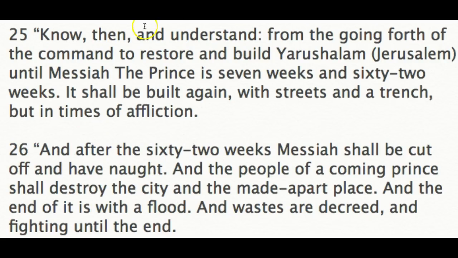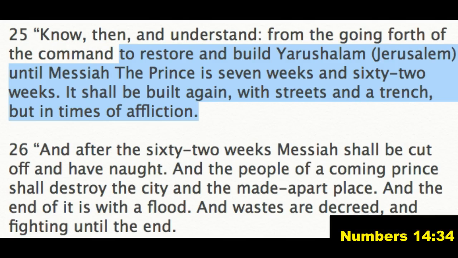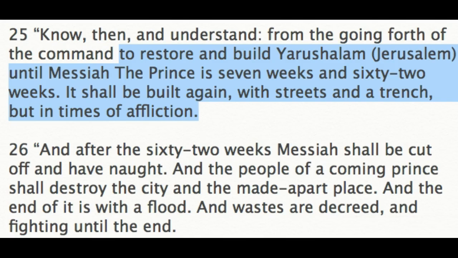Verse 25 says, "Know then and understand, from the going forth of the command to restore and rebuild Yerushalayim, or Jerusalem, until the Messiah the Prince, is 7 weeks and 62 weeks." With this particular prophecy, it's also talking about how 70 weeks is the equivalent of 490 years. The reason we know that is because we have to apply the day for a year prophecy as spoken of in Numbers chapter 14 verse 34. So 70 weeks is the equivalent of 490 days, but when you apply the day for a year prophecy, 490 days would be 490 years. So that's what this is talking about.